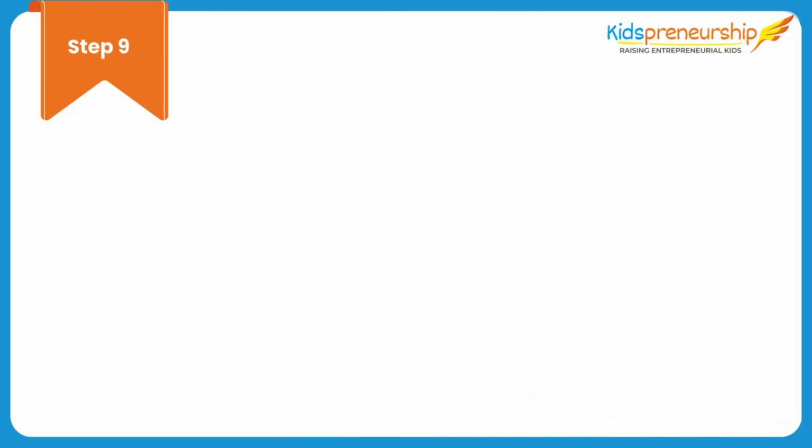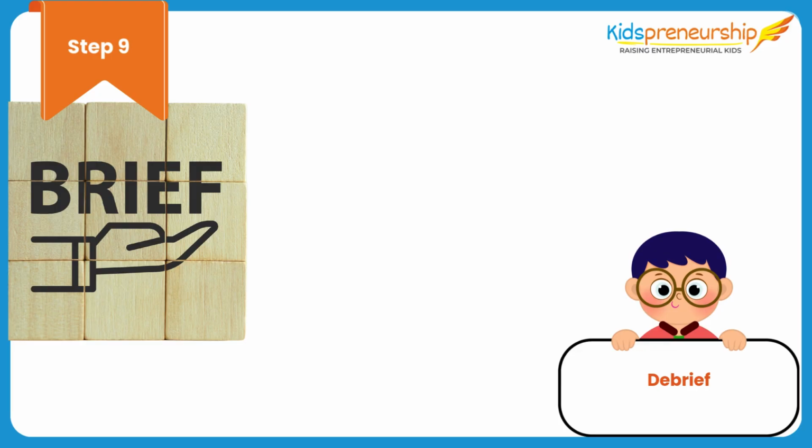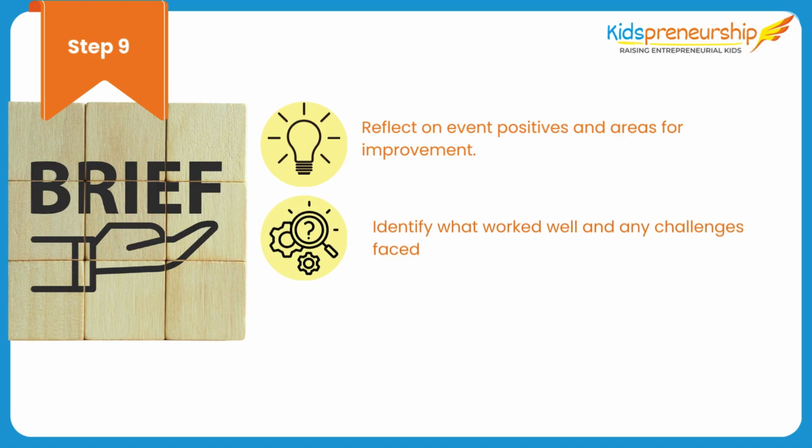Step 9. Debrief. Debriefing after an event is a crucial step that shouldn't be overlooked. It's a time to reflect on how the event went, both the positive aspects and areas that could be improved. This process helps you understand what worked well, like how smoothly the activities ran or how much people enjoyed the event.